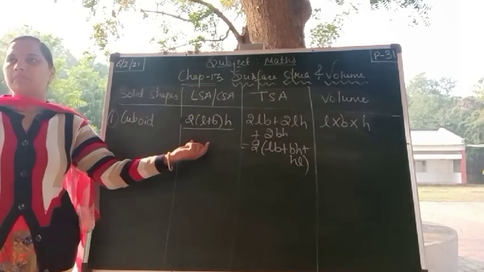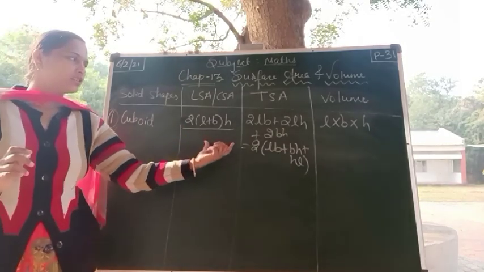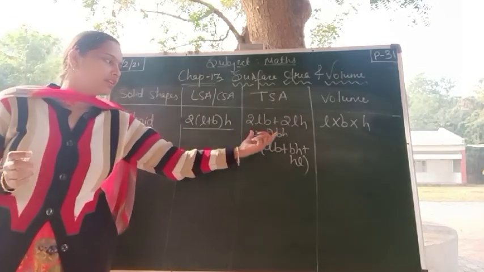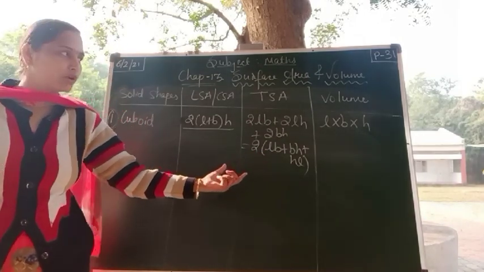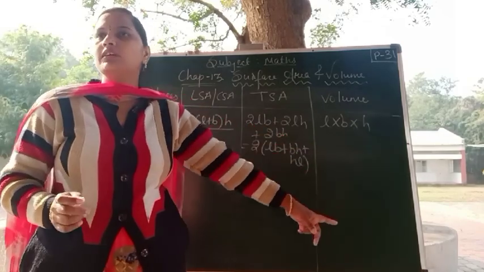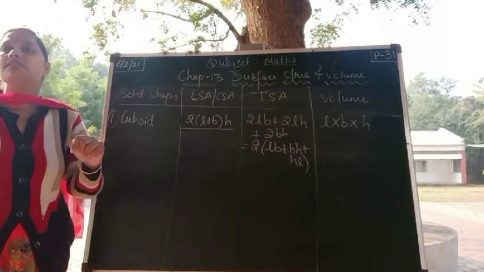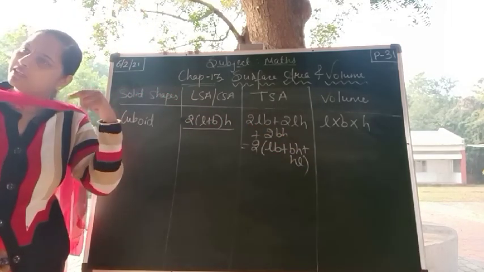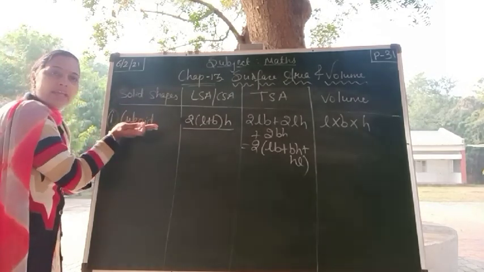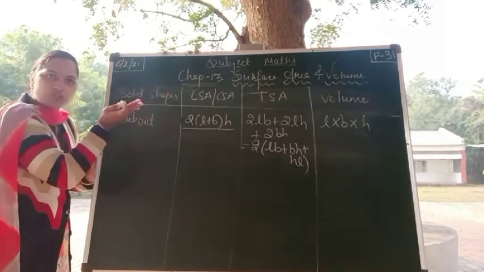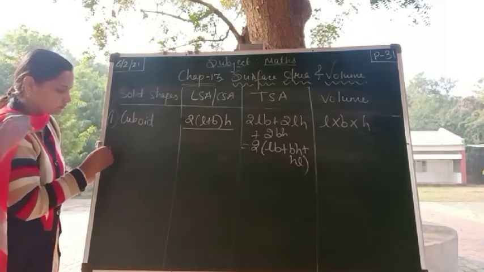2 in bracket LB, L plus B into H is the curved surface area or lateral surface area. Here 2 in bracket LB plus BH plus HL is the total surface area of the cuboid, and here is the volume of the cuboid, that is area of base into height, L into B into H, LBH. Done. Now I will take help of the cuboid's formula to find the cube.